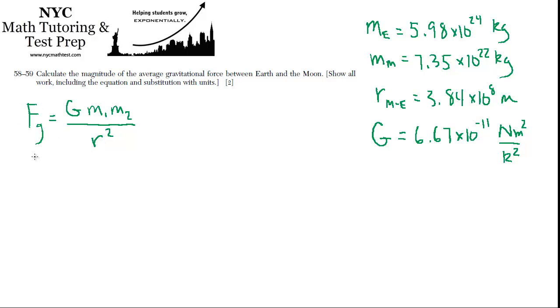Okay? So when we plug all those in, I'm not even going to bother writing them all again. Just plug in G for G, plug in mass 1 and mass 2 as the mass of the Earth and the mass of the Moon, and r squared. Let's just go ahead and put that into the calculator.